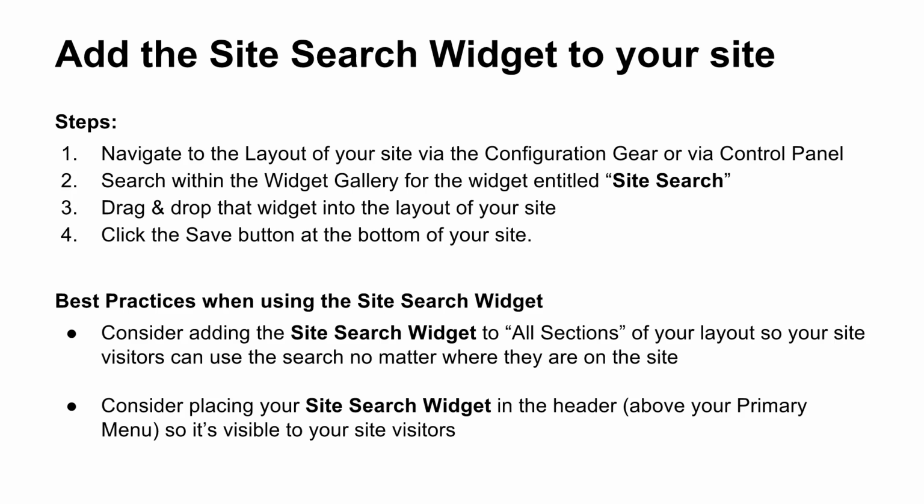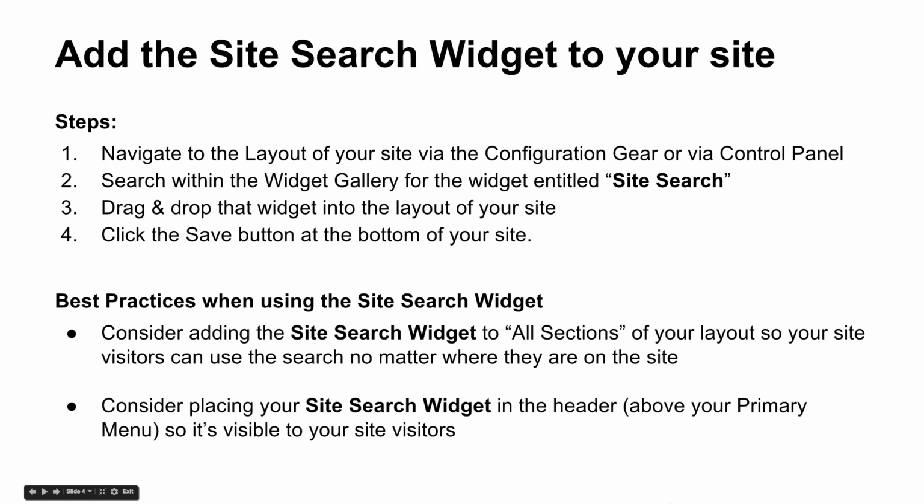So how do you add a search widget to your site? Just like any widget, you will navigate to the layout of your site via the large configuration gear or going to the control panel. You'll search within your widget gallery for the widget entitled Site Search, and you'll drag and drop that widget into the layout of your site. Once you press save at the bottom of the layout area, it will save to your site.